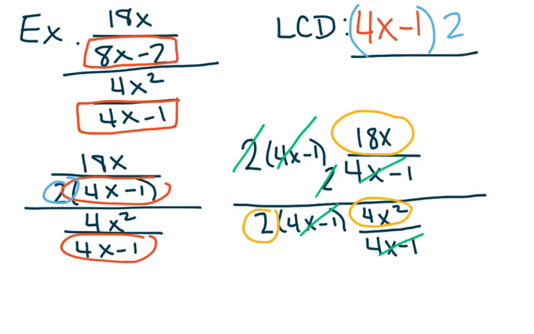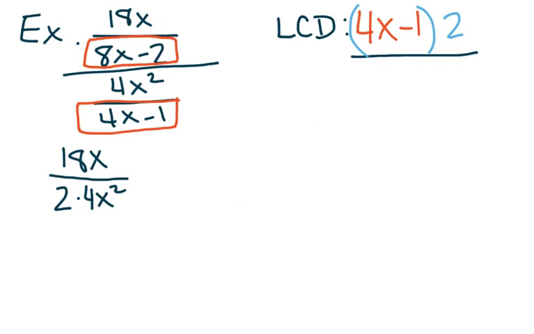Now I'm going to erase this just to give me some extra room. So give me just a minute. So this is what we have left after we have canceled everything out. I'm going to make this a little bit simpler. So 18x on top, and then I'm going to go ahead and multiply 2 and 4x squared, which becomes 8x squared. So this is just a simple simplifying a rational expression problem that we did in the very beginning.